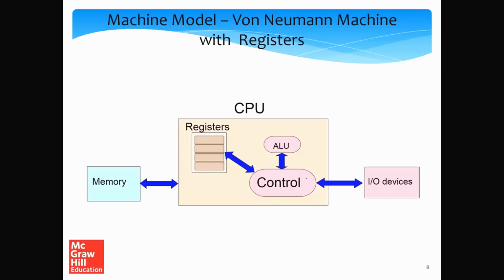Now let's start with the nitty-gritties of assembly language, but let's go back to chapter 1, where we had discussed the structure of a von Neumann machine. The von Neumann machine had the CPU at the center. It was connected to memory. The memory contains data as well as instructions. And the CPU is also connected to I/O devices. Inside the CPU, we have a control unit, an arithmetic logic unit, and a set of registers.